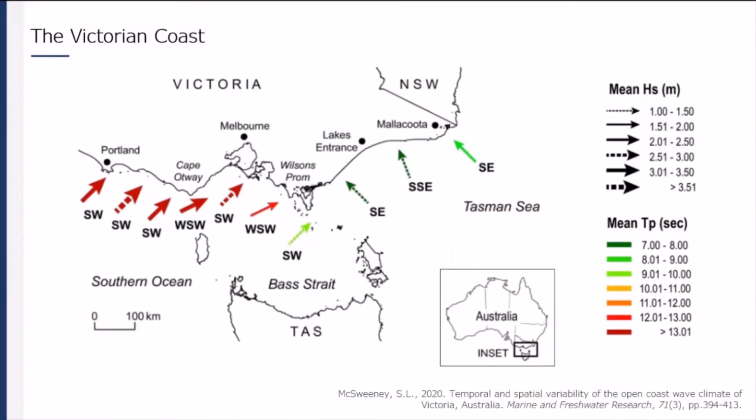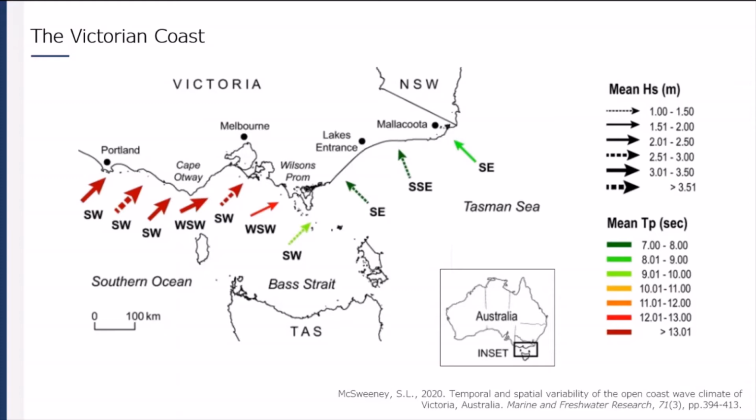So now I want to move on to talk more specifically about the Victorian coast. The southern coast of Australia is considered to have one of the most energetic wave climates globally, but conditions do vary from west to east across the system. As you can see on this map here, conditions tend to be more energetic on the western side of the coast and less so on the eastern side.